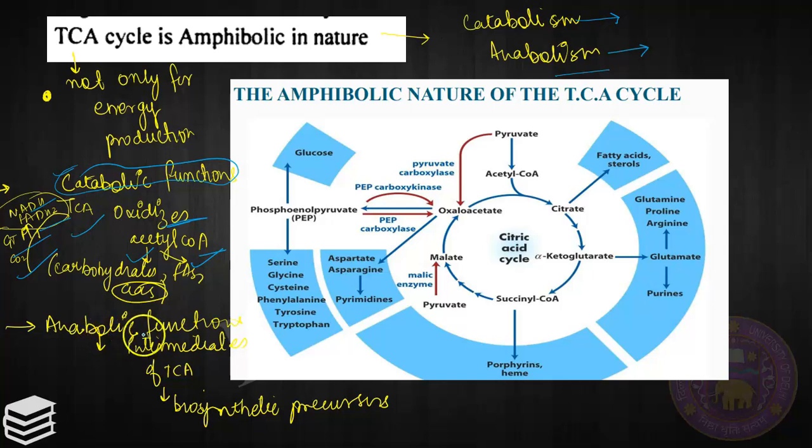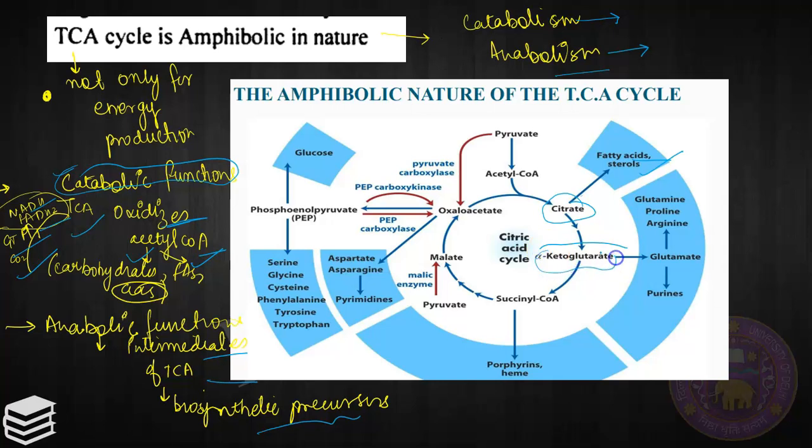Now let's look at the anabolic functions. In anabolic functions, what happens? जो इंटरमीडिएट्स होते हैं टीसीए साइकिल के, वो प्रिकर्सर के काम करते हैं वेरियस बायोसिंथेसिस प्रोसेस के लिए। They act as biosynthetic precursors. हम स्टार्ट करते हैं पहले सिट्रेट से। Citrate is an intermediate of TCA cycle. ये एक तरीके से एक्सपोर्ट हो जाता है to the cytosol for lipid biosynthesis like fatty acid synthesis and sterols. Now alpha ketoglutarate is converted to glutamate.